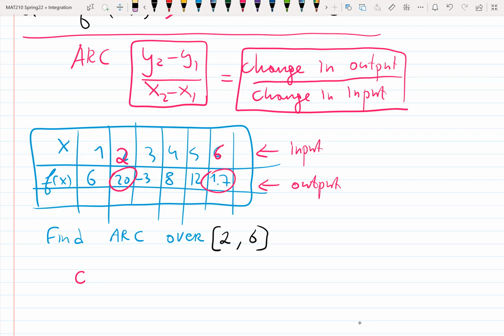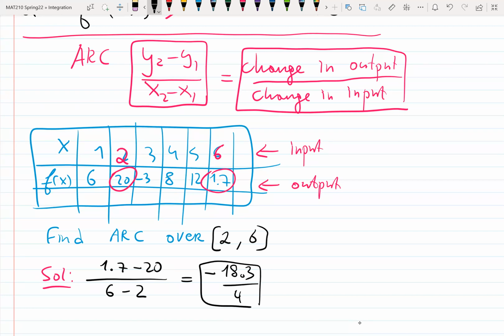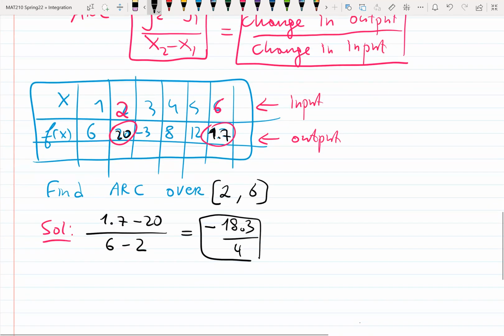So, solution: you will take 1.7 because that's the output, minus 20. Always do the next one minus the previous one, 6 minus 2. That's all, that's what you need to know. So it's going to be minus 18.3, right, over 4. And we expect it to be negative because it was 20 and then became 1.7. So, duh, it definitely decreased. So on average, something decreased. That's how you know that it was going down.